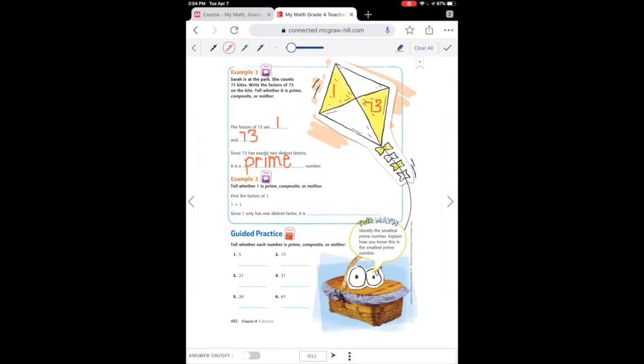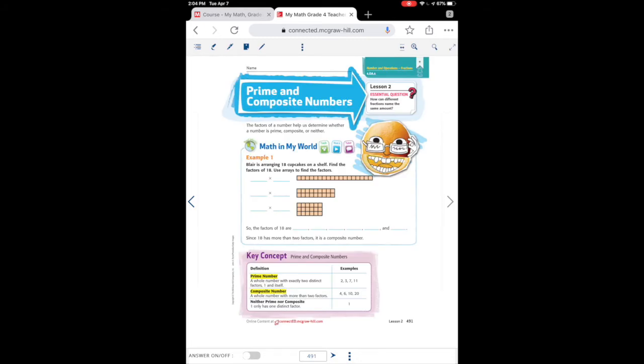Example 3. Tell whether 1 is prime, composite, or neither. Well, if you look back on this page and you look at our key concepts on the bottom, there is only one number that is not prime or composite. It's neither, and it's the number 1. Because the only number that you can divide 1 by is 1.